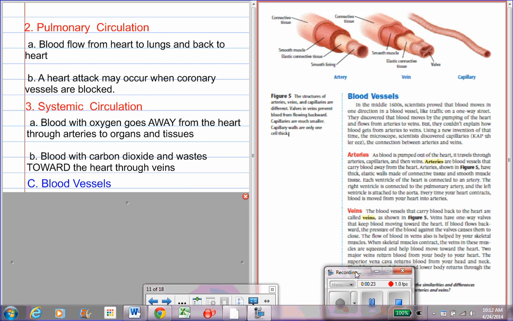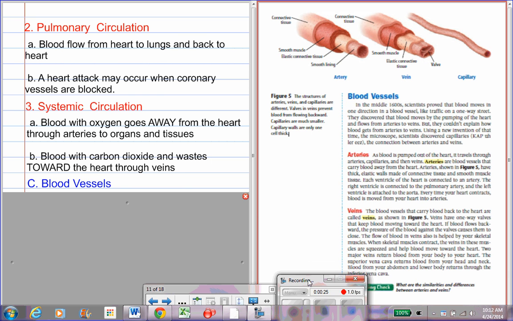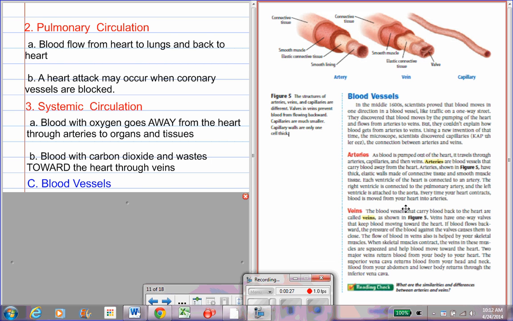Right? All right. So again, we're going to look at the fact that we have some text here that doesn't have any definitions or anything, and see if it's information that is new to us or if we kind of know it already. Blood vessels. In the middle 1600s, scientists proved that blood moves in one direction in a blood vessel, like traffic on a one-way street.